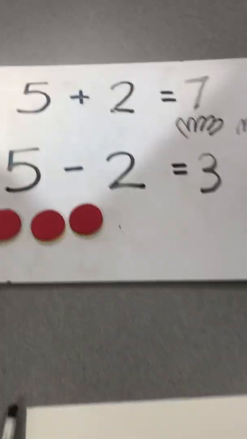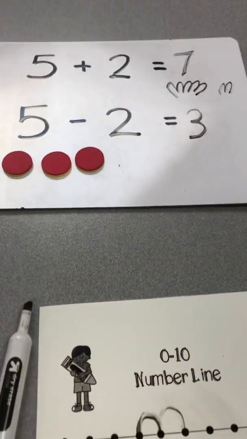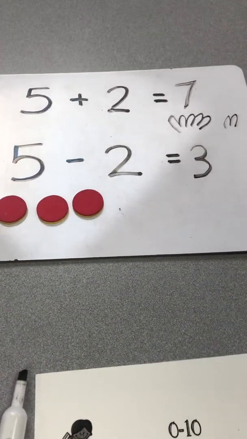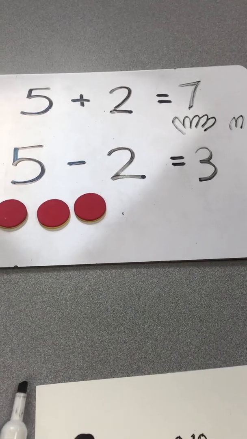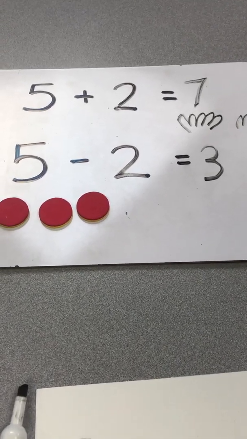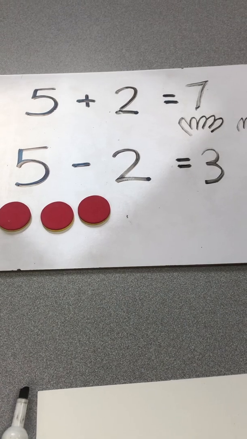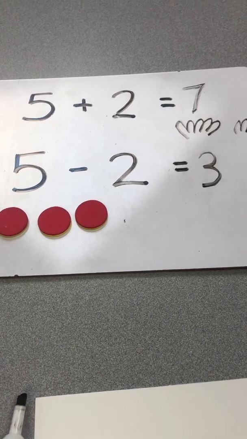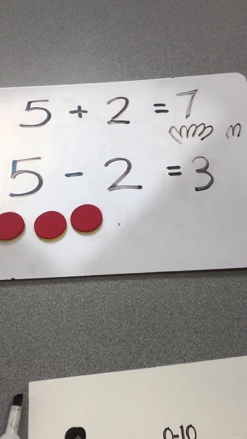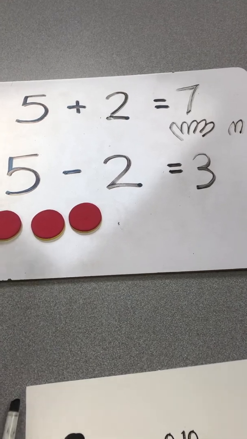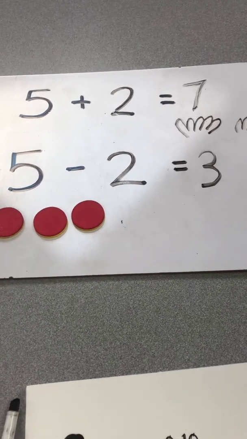All right, so I just wanted to show you that there's more than one way to solve a math problem. You have to figure out the way that you like to solve the problem. If you like to use your fingers, then do it that way. If you like to use a number line, do it that way. If you like to use counters, do it that way. If you like to draw a picture, you can do it that way.